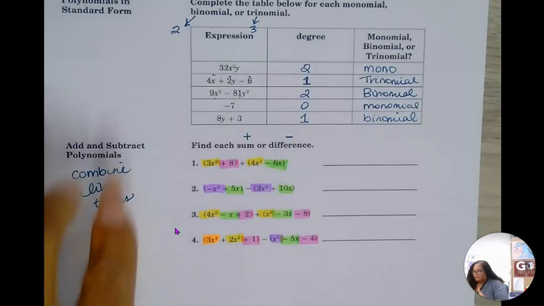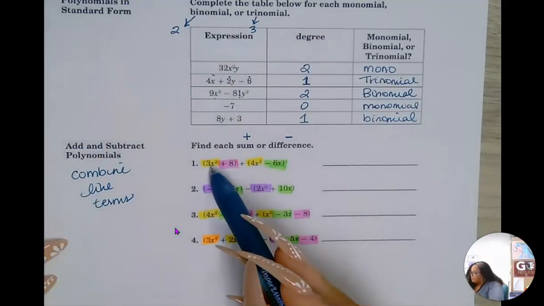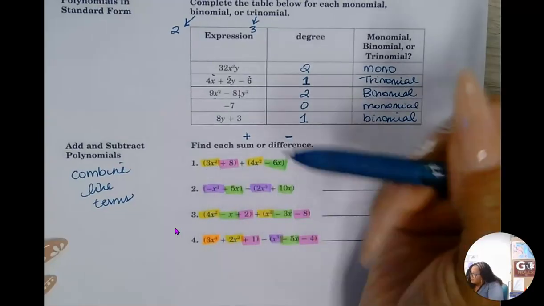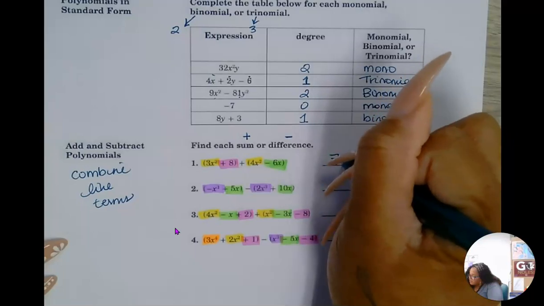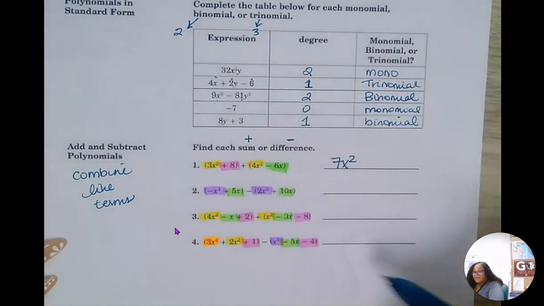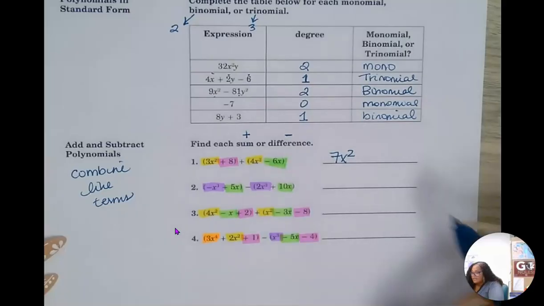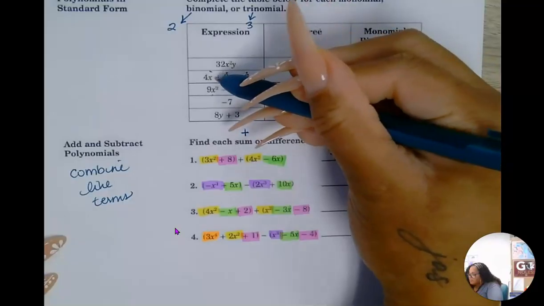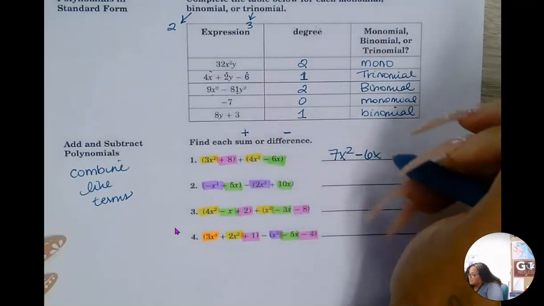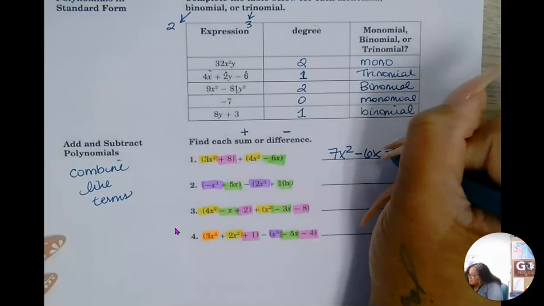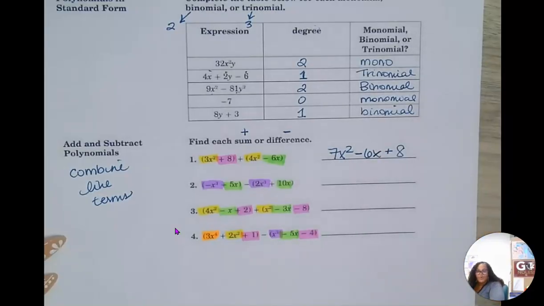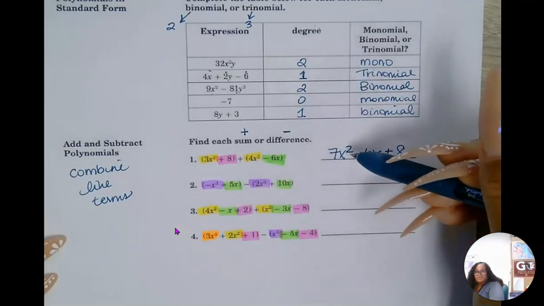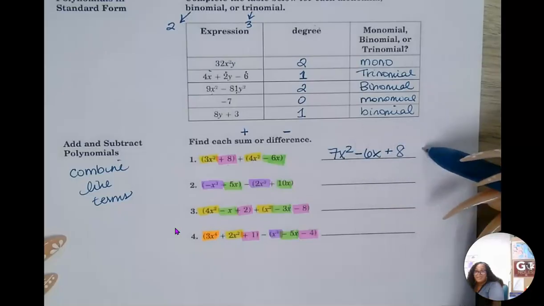Okay, so now let's put them all together. So I'm going to put my yellow terms together and I'm going to add. So this is 3x squared plus 4x squared, which makes 7x squared. I don't have any other pinks and I don't have any other greens, so I'm just going to leave them as they are. But I must go in descending degree. Remember, the degree is the highest exponent of your variable. So 6x would be next. And then the last one would be plus 8 because he has no variable. Therefore, his degree is 0. So the constant always goes last.